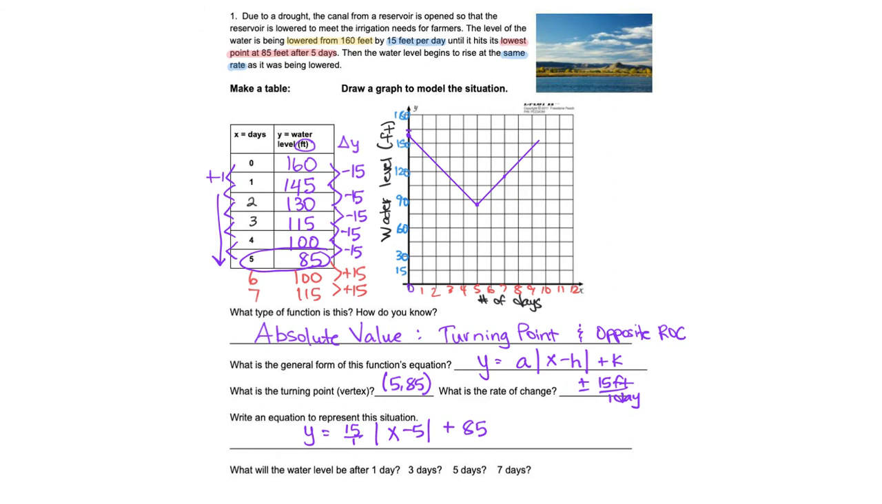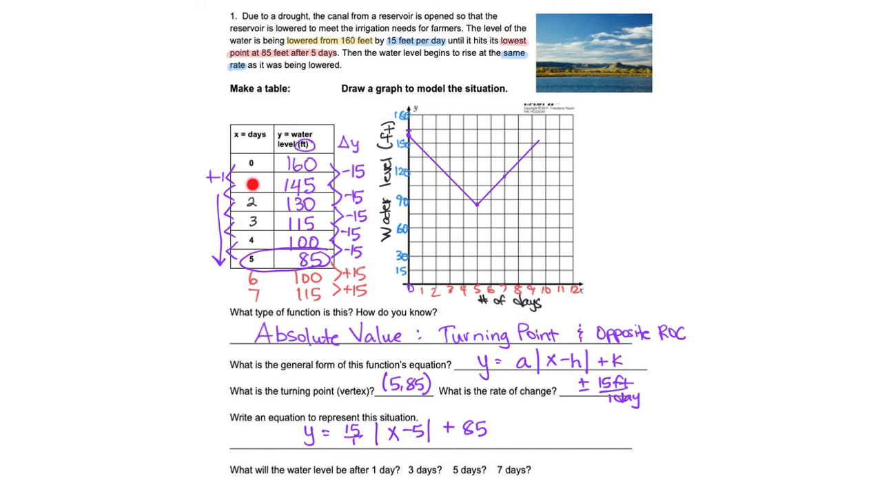Then we have some questions to answer down here. What will the water level be after 1 day, after 3 days, after 5 days, after 7 days? We've already filled these in the table using the rate of change. We can do it algebraically by plugging these values in for x right here and solving for y. But we'll just use our table since we already have that.